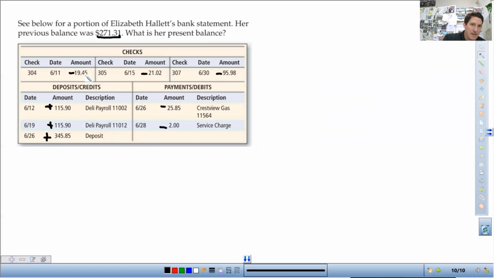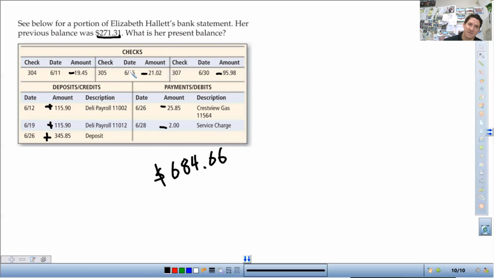So starting with the original amount, 271.31 minus 19.45 minus 21.02 minus 95.98 plus 115.90 plus 115.90 plus 345.85 minus 25.85 minus $2. After you add and subtract all those values, the new balance is $684.66.